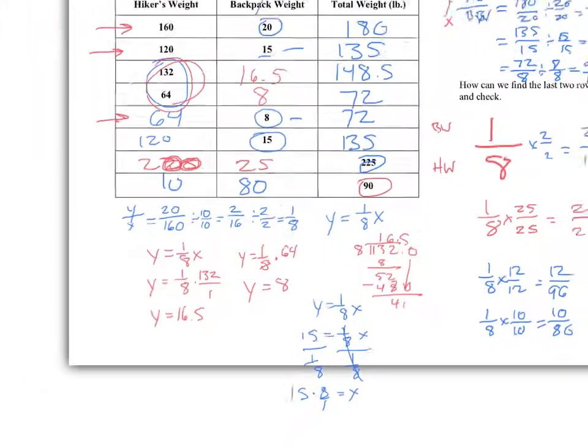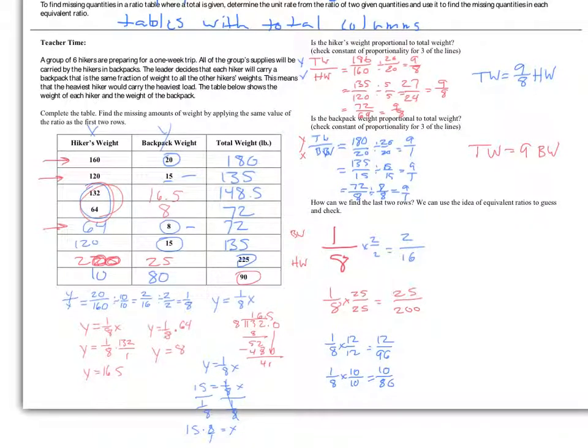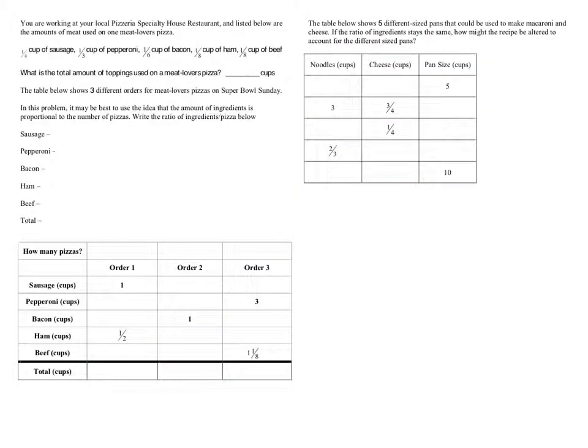So we can see that there's this idea that we can use equations, but we can also use this idea of equivalent ratios if we know the constant of proportionality to help guide us along the way. Looking at our partner work time, I want to get you started a little bit here before you finish these two problems on your own.